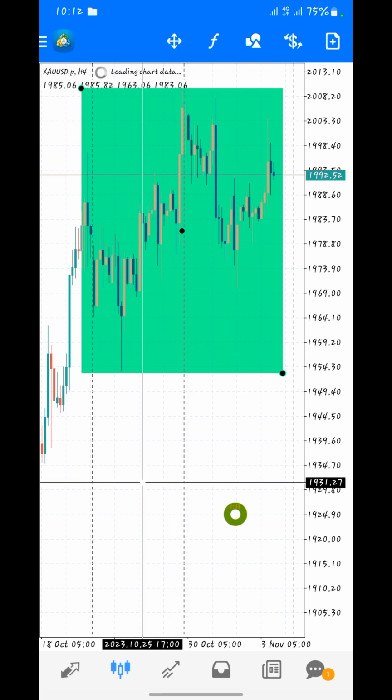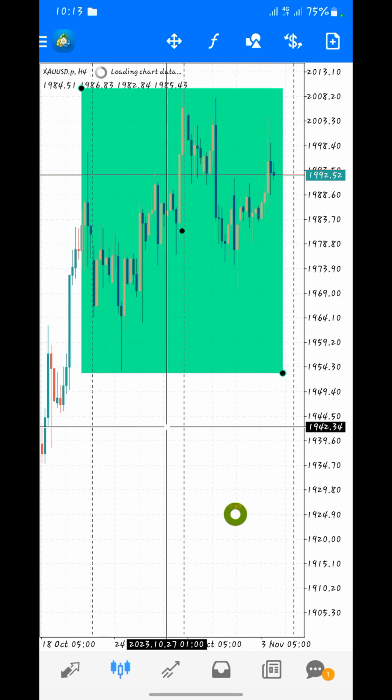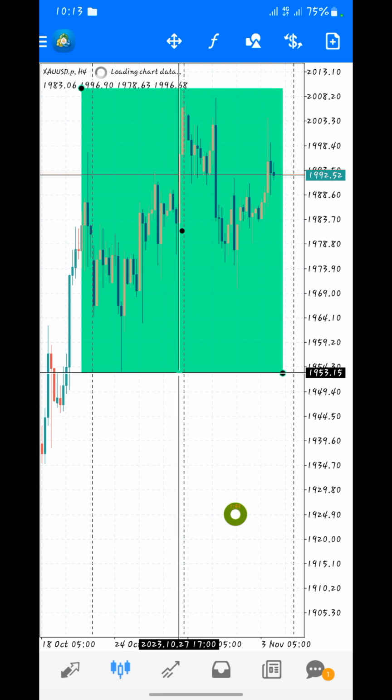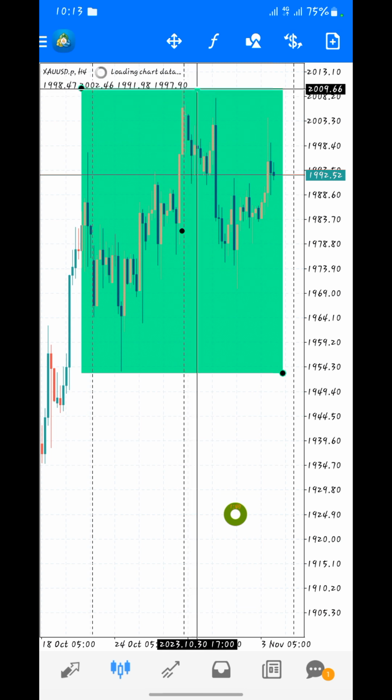I guess the consolidation started about the 23rd of October, and for about a month the market has been in this one zone that I have labeled in green. The lowest point the market has touched in that one month is the price of 1953, and the highest price the market has touched is 1909.